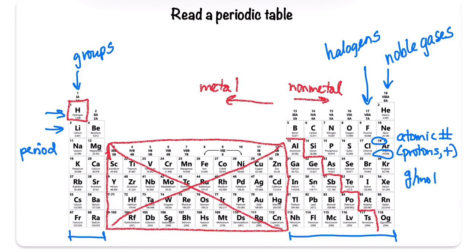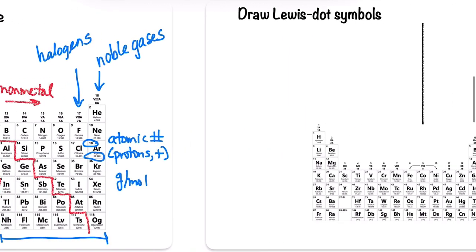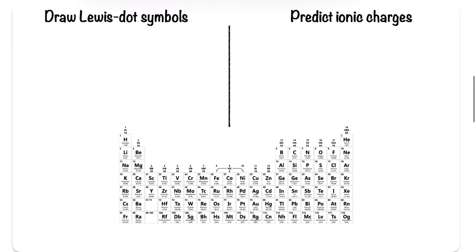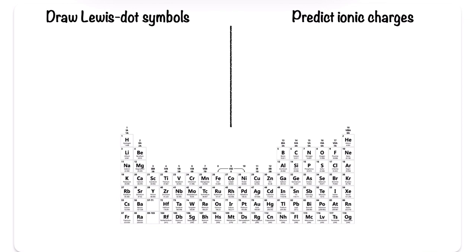Okay. There are 2 more things that we need to be able to get out of a periodic table. And that is going to be the number of valence electrons that an element has, and then we also need to be able to predict its ionic charges. So recall that in order to determine how many valence electrons a particular element has, you just count the group number that it is in, again ignoring the transition metals. So let's take chlorine as an example.